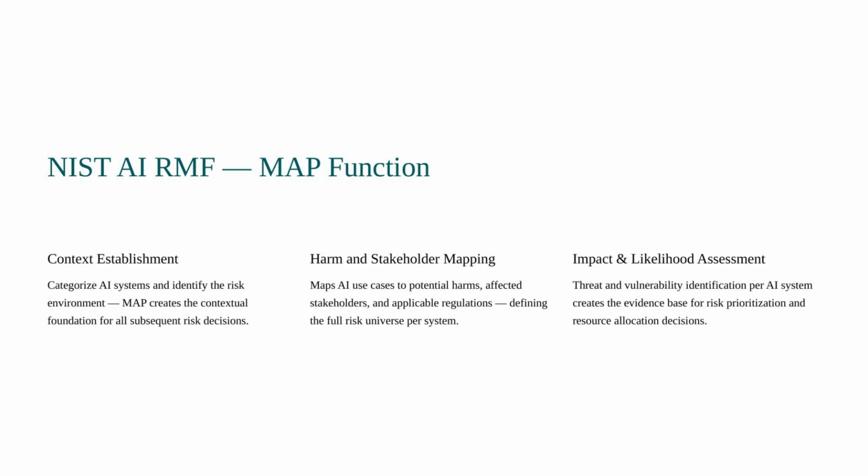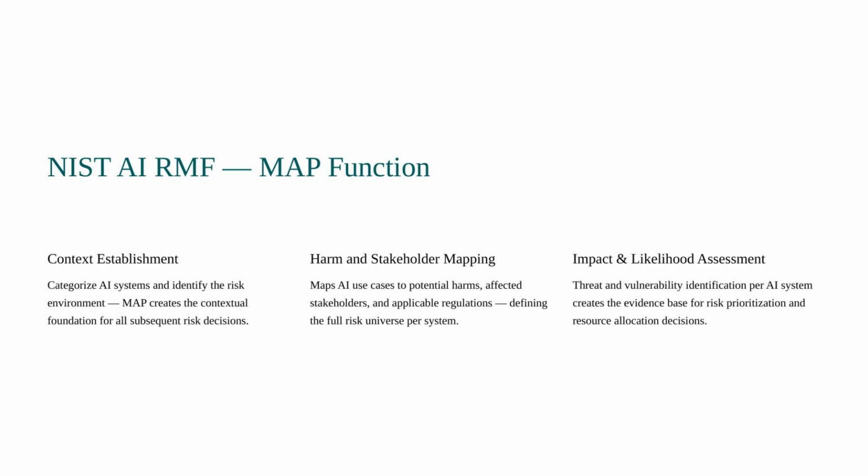Categorizing your AI systems is the starting point. Not all AI carries equal risk. A recommendation engine that suggests products has a very different risk profile from an algorithm that makes credit decisions. Map helps you understand and document that distinction.